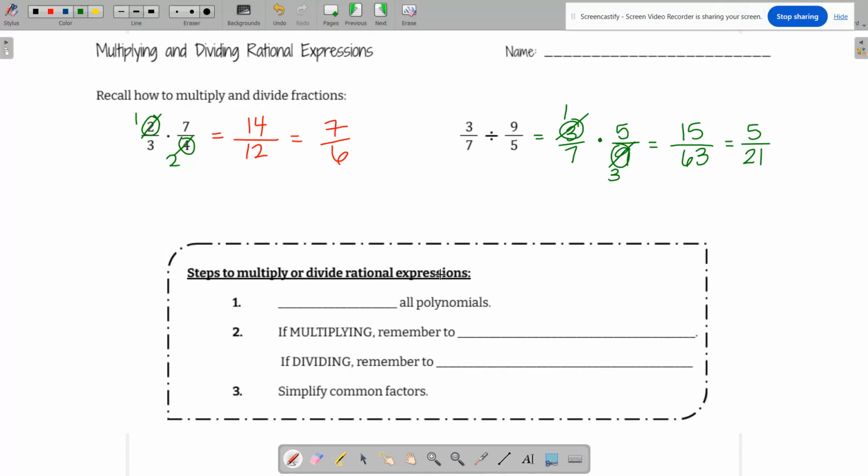So applying this to multiplying and dividing rational expressions, the first thing you're going to have to do is factor all polynomials in the numerator and denominator. If you're multiplying, remember that you just multiply across. And if dividing, remember to multiply by the reciprocal. I know you guys tend to like saying copy, change, flip. I prefer to say multiply by the reciprocal, but you can write down whatever is helpful to you. And after you've done that, then you can simplify your common factors.